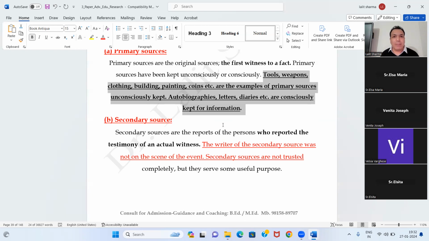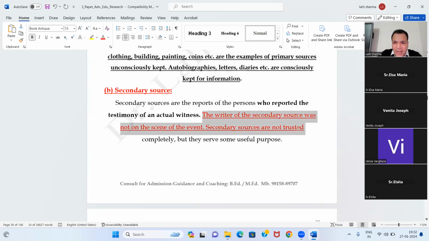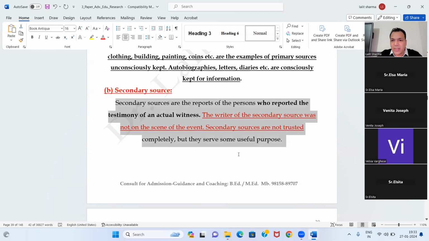And what will the secondary sources be? The other person would be, right? The writer of the secondary sources was not on the scene of the event. Secondary sources are the reports of the persons who reported the testimony of an actual witness. The writer of the secondary source was not present at that time. So secondary sources are not trusted completely, but they serve some useful purpose.